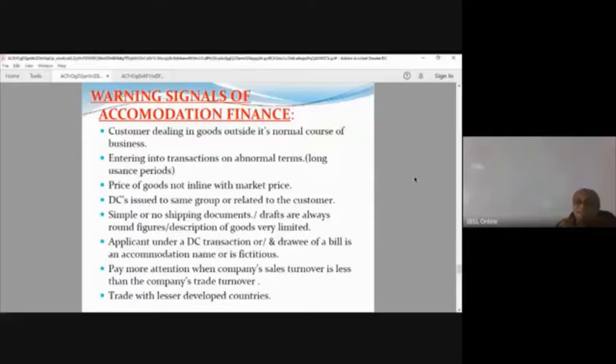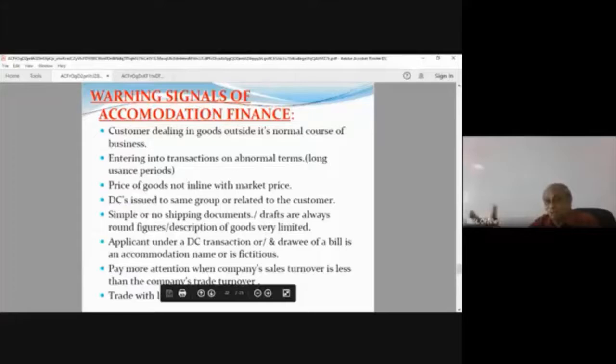Pay more attention when the company's sales turnover is less than the company's trade turnover, very important. If the sales figures are below the trade turnover, something is wrong somewhere, they won't get the money, right? Also trade with lesser developed countries like Nigeria, Kenya, Lesotho, that is also an issue, a warning signal.